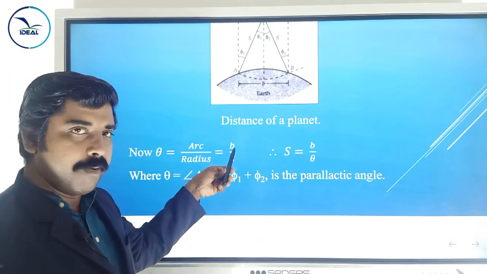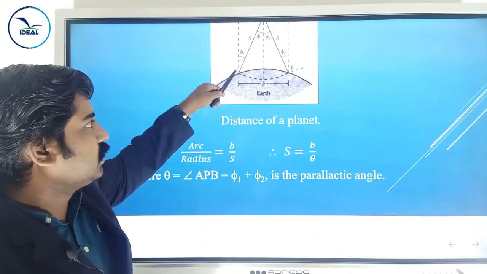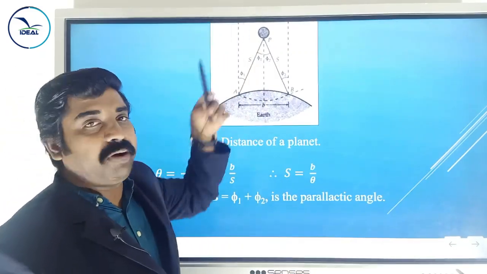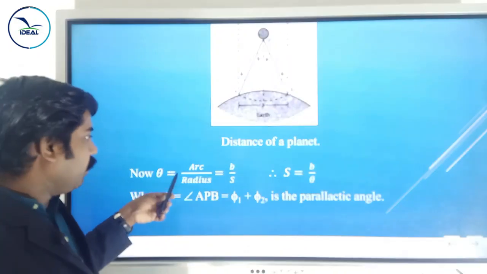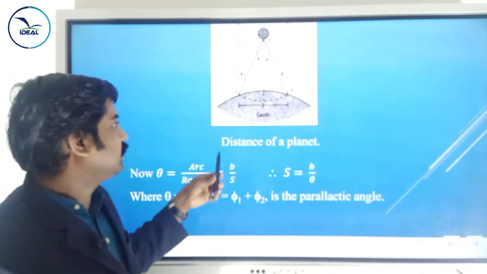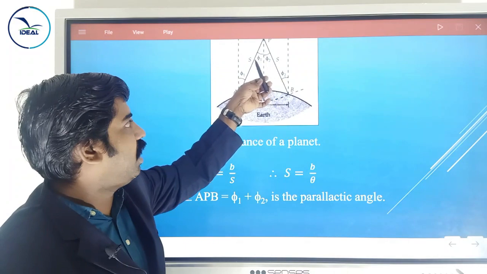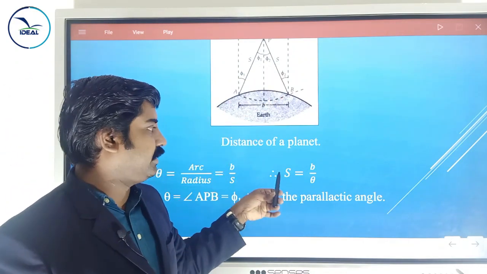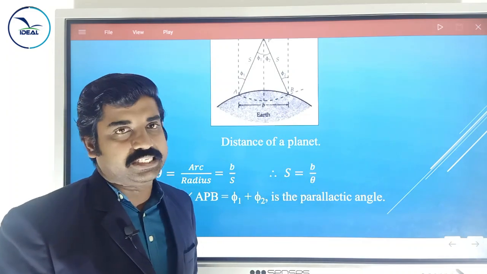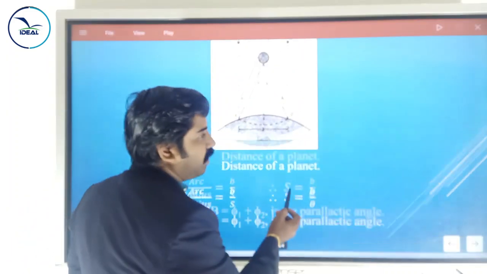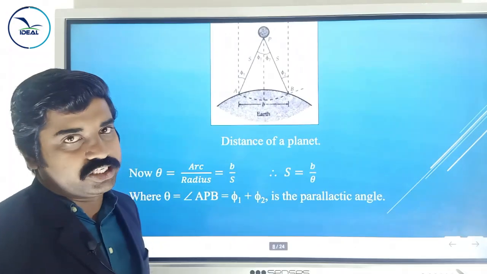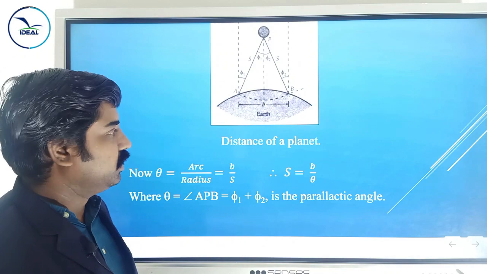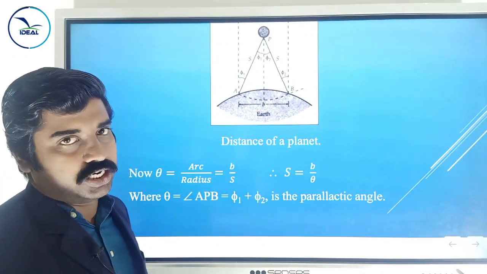B is the base and S is the distance from this point to this, means from the earth to the planet, that is the distance. So we want to find this distance. We know the base distance and we have to find this theta also. Then we will get the distance S, that is S is equal to B by theta. That we will get from our arc radius relation. Okay, so that is S is equal to B by theta. This is from the arc radius relation.